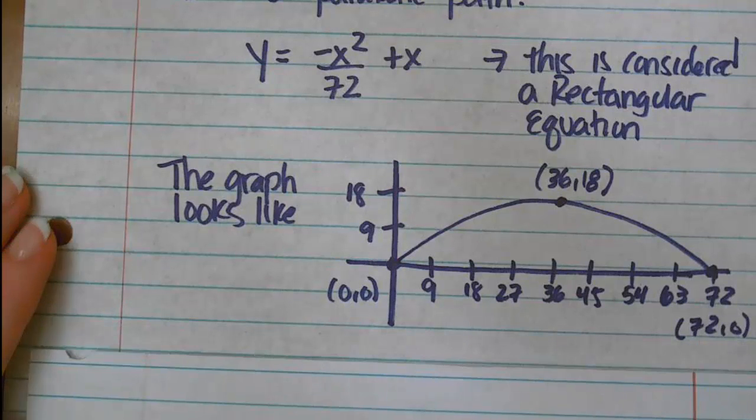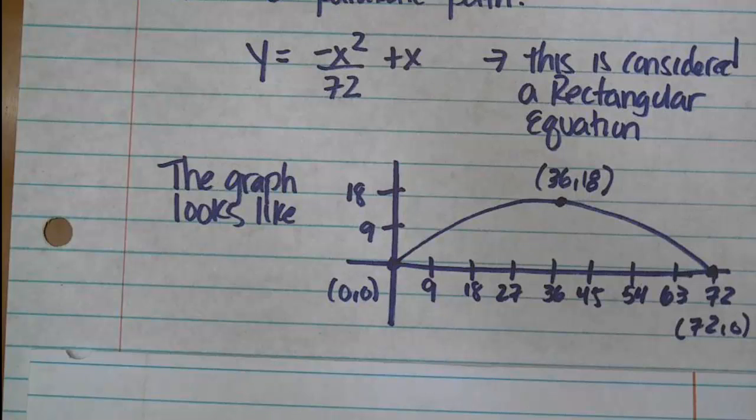It's a basic graph where it has intercepts at (0, 0) and (72, 0), and it has a maximum at (36, 18). All right, so you're like, great, that's great, Nat. Rectangular equation, graph, get it. We've dealt with parabolas before.